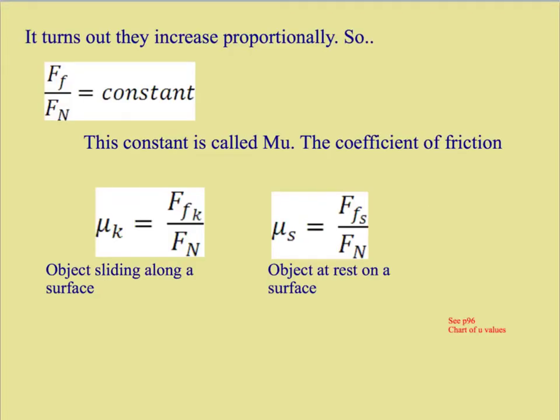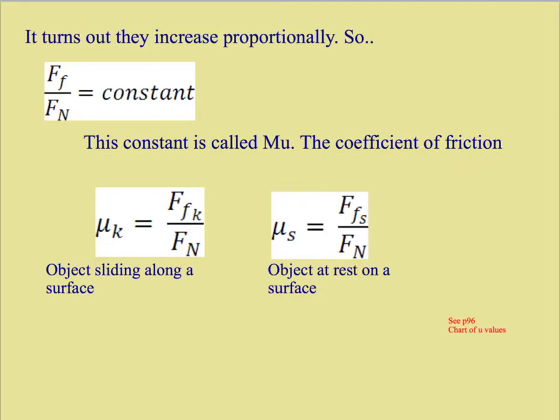Here's what we see. As Fn gets bigger, Ff gets bigger, and it turns out that they increase proportionally. What that means is if Fn gets 2 times bigger, Ff gets 2 times bigger. If Fn gets 3 times bigger, Ff gets 3 times bigger. If I divide Ff by Fn, I always get a constant. We give that constant a name. The name is the coefficient of friction, and the Greek letter we use to represent it is mu. Mu is this funny symbol here. It looks like a U with an extra little tail at the front. That is the coefficient of friction.